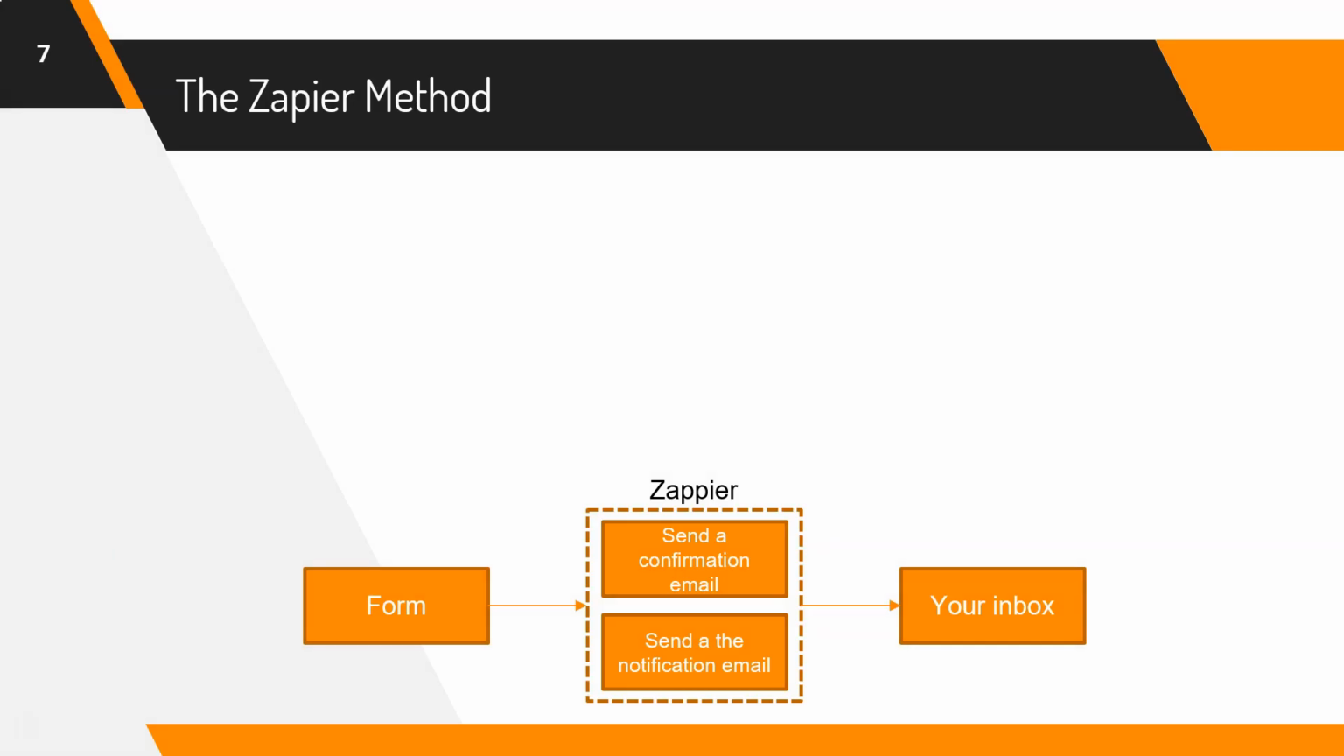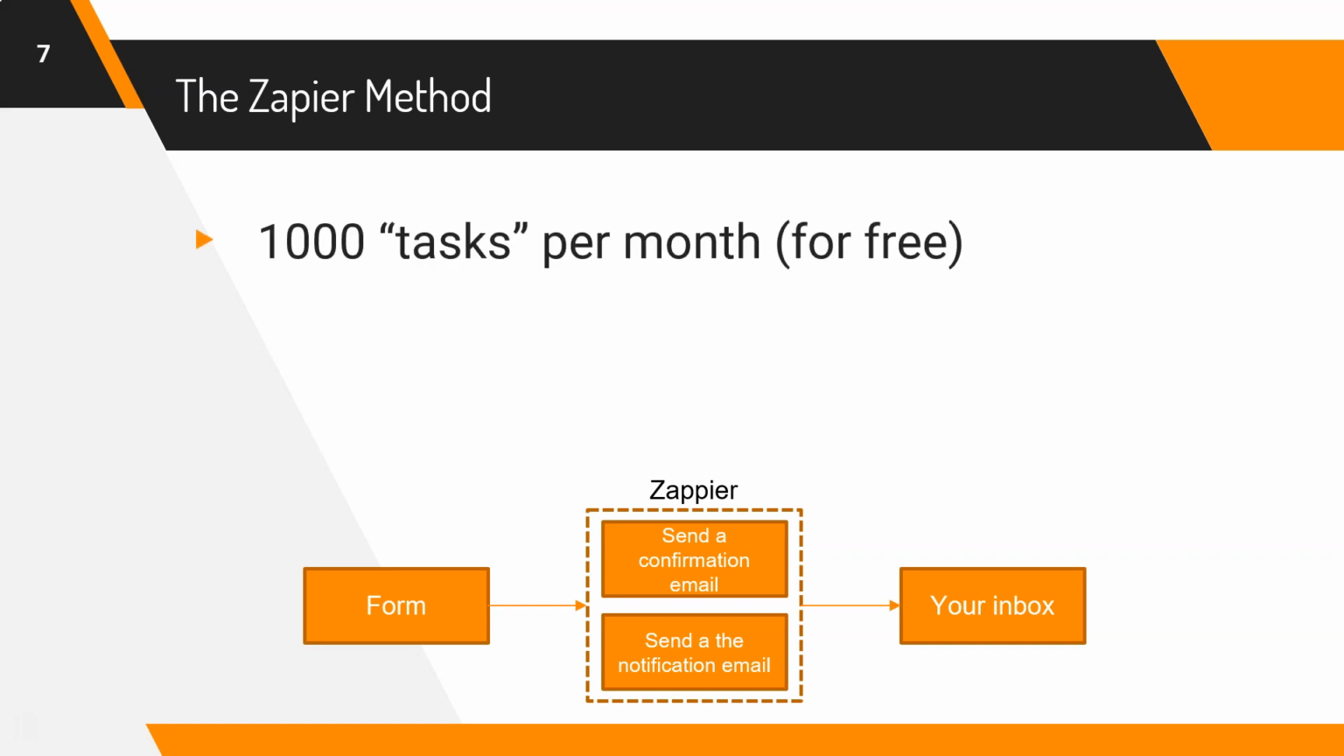The second method is the Zapier method. So you have, with a free account of Zapier, 100 tasks per month. This will let you, for example, send 100 emails per month, or send 500 emails to you and to your client as a thank you email, or actually as a "we received your email."